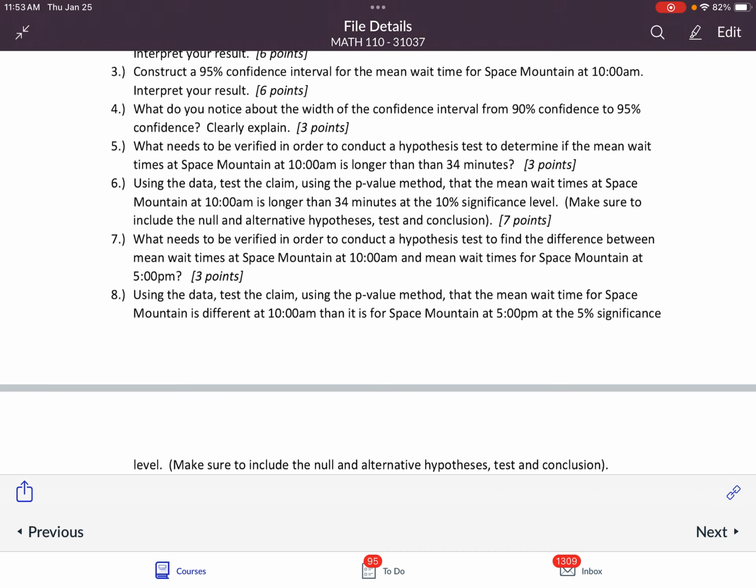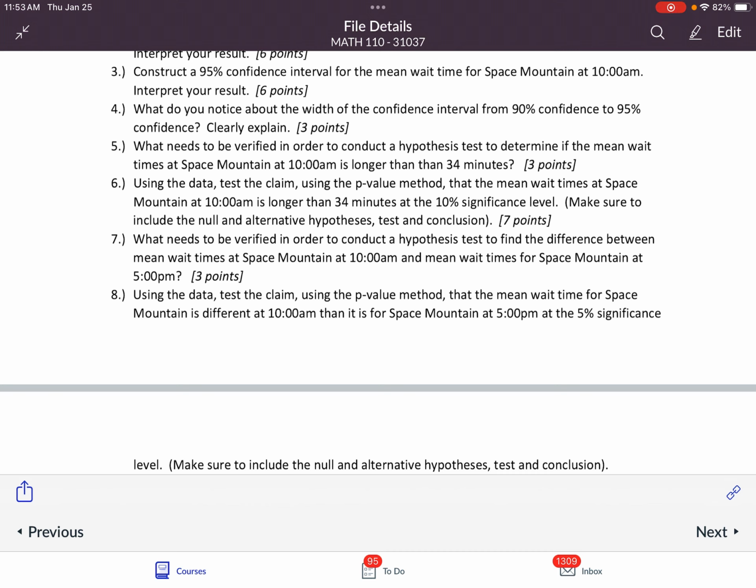Number 7 is also asking for what needs to be verified, but this time we're testing to see the difference between the mean wait time at Space Mountain at 10 a.m. and the mean wait time at Space Mountain at 5 p.m. So this time we have 2 samples that we're dealing with, at 10 a.m. and at 5 p.m. So this is going to actually be a Chapter 9 problem, still dealing with means, so make sure that you go ahead and look at that.